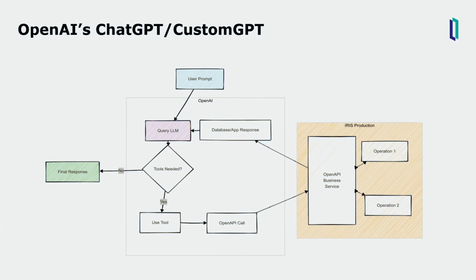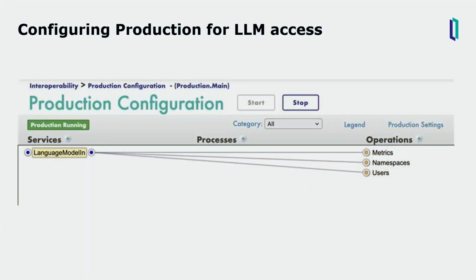But pretty much here we provide ChatGPT with OpenAPI that can call into IRIS production. And there is a standardized service which can provide access to multiple operations. So here I provide access to my IRIS metrics, list of namespaces, list of users, things like that. I don't need to modify the service when I add or remove some operations. I just use checkboxes, and my large language model is automatically aware of how to use these operations.